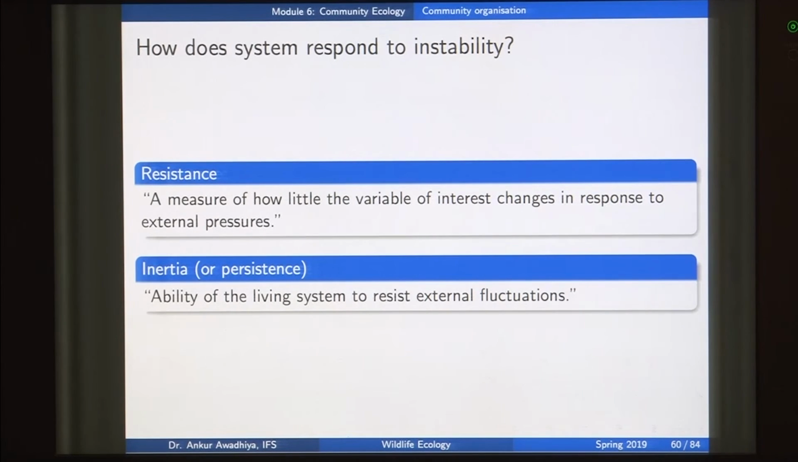the level of change will be very high. The second, related concept is inertia or persistence, which is again the ability of the living system to resist the external fluctuations. So, this is about resistance. Resistance can also be explained in terms of inertia.